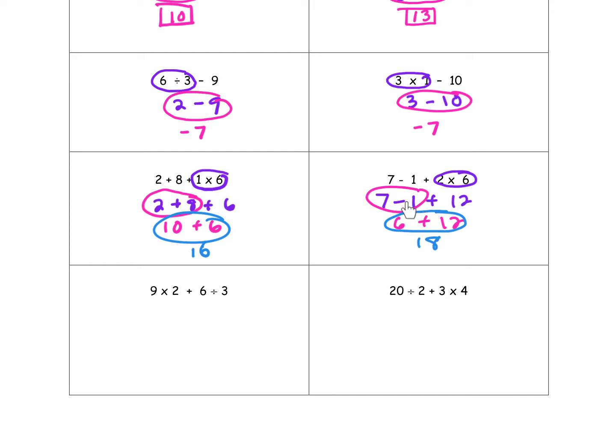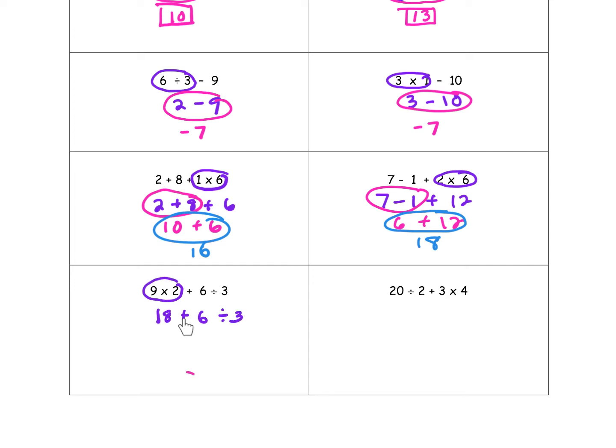However, they're equals in regard to the order of operations. It's whatever we see first. In our next expression, 9 times 2 plus 6 divided by 3. So multiplication comes before addition, and so we're going to do 9 times 2 first, so that's 18 plus 6 divided by 3.